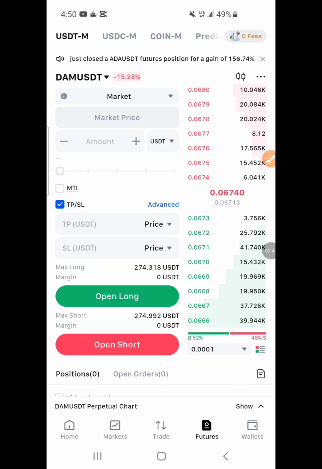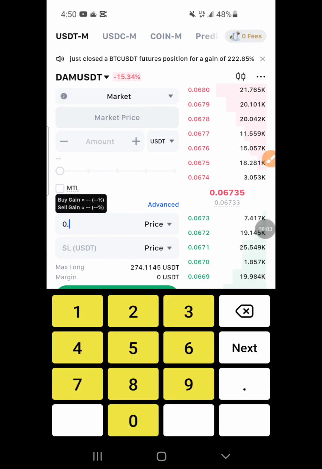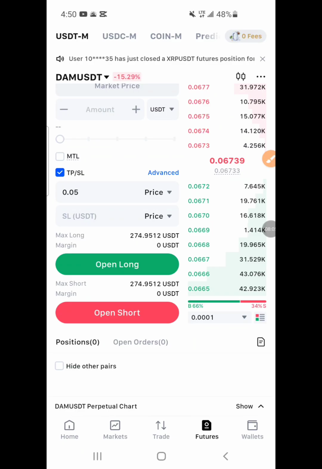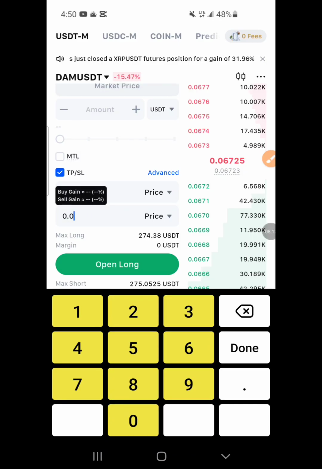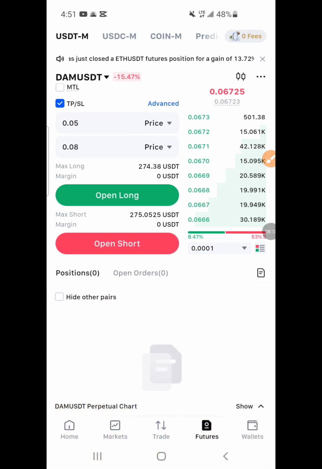Okay, now let me practicalize this. The present price of this coin now is 0.06, so I'm going to actually short this trade. I'm going to put my TP to be 0.05, and then I am going to put my SL, that is my stop loss, to be 0.08, which simply means I am risking much. I'm actually risking much.